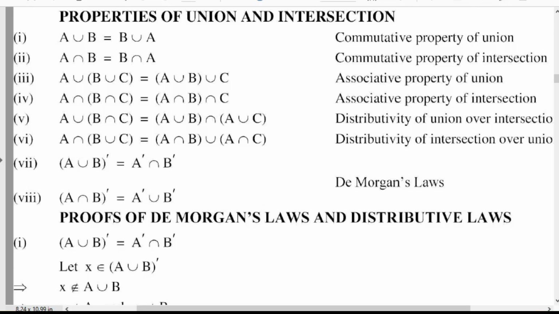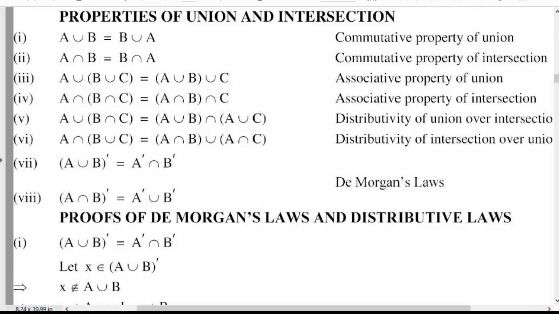Third, A union (B union C) is equal to (A union B) union C, that is the associative property with respect to union. Fourth, A intersection (B intersection C) is equal to (A intersection B) intersection C, that is the associative property with respect to intersection.